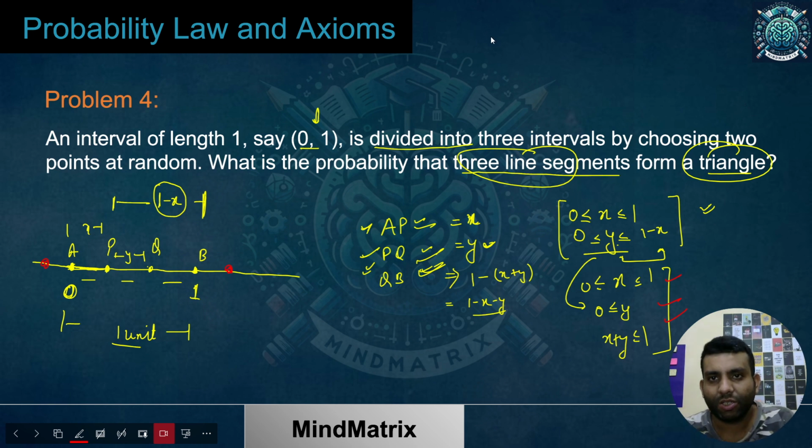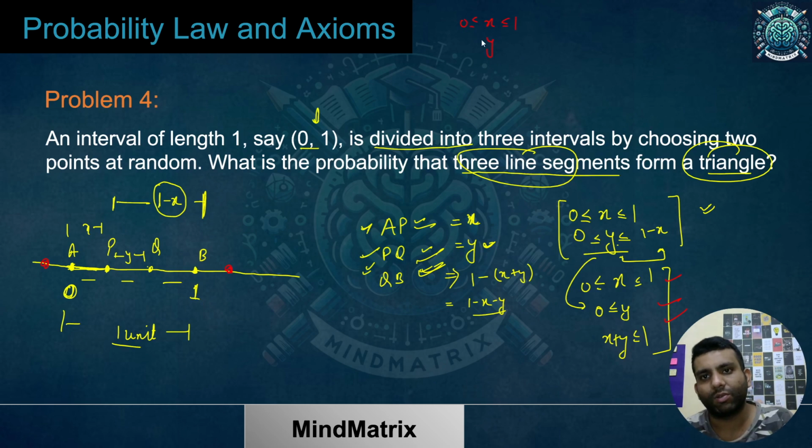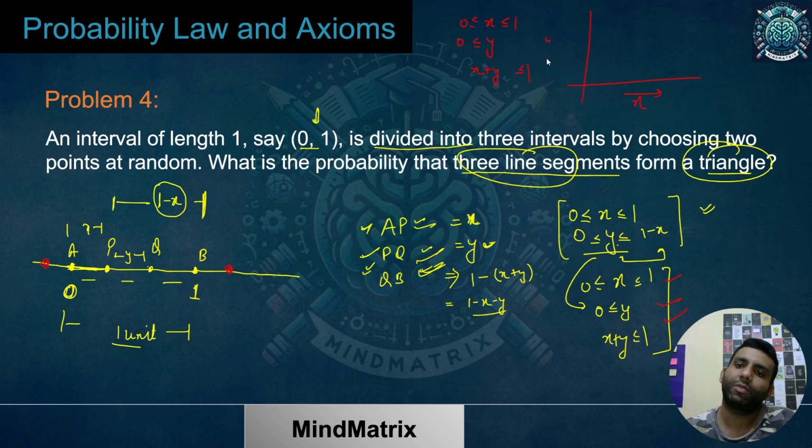What are these conditions? X is between 0 and 1, Y is greater than or equal to 0, and X plus Y is less than or equal to 1. If you draw a graph, you'll get to know what exactly this area is going to refer to. Now see, this is important. This was a straight line only. This was the interval I was talking about. But now, because we have taken variables X and Y, we are going to plot and identify how it is going to work, as we have discussed in the previous few examples.